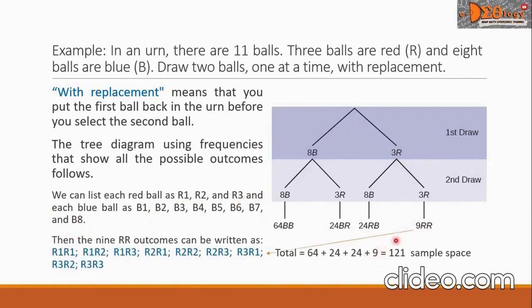Now, as an example, for this 9 RR, the 9 RR outcomes can be written as R1R1, R1R2, R1R3, R2R1, R2R2, R2R3, R3R1, R3R2, and R3R3.